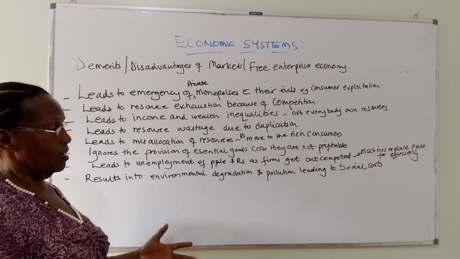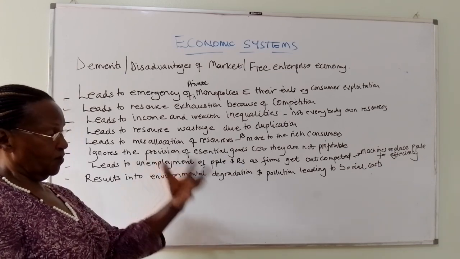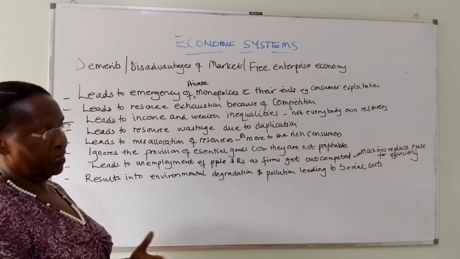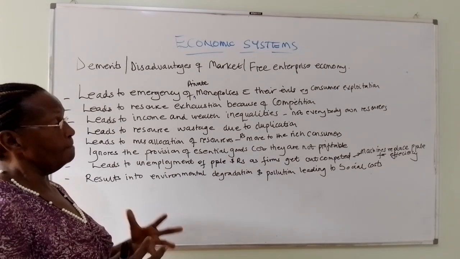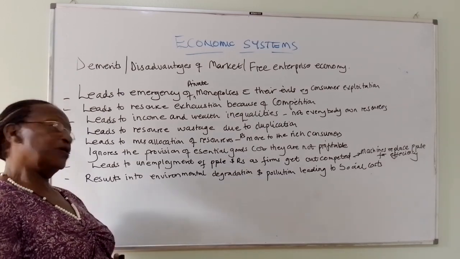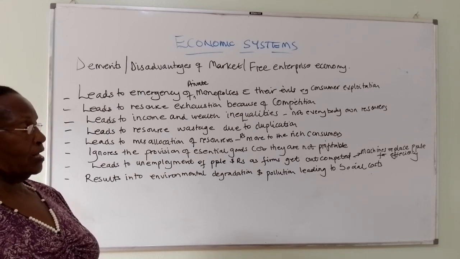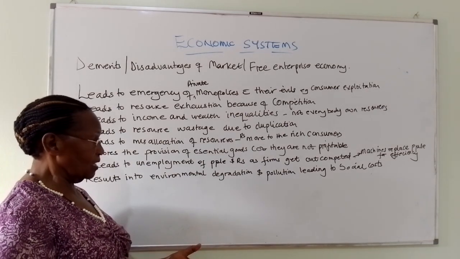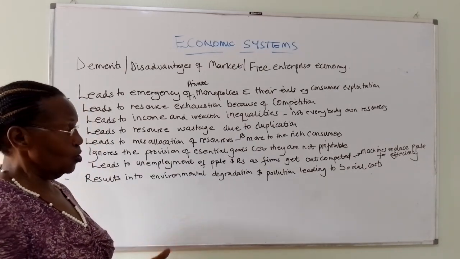Things are no longer, let's say, in barter exchange. No way. You need money to buy whatever you cannot produce for yourself. And if you are not employed, there will be no money, and you cannot satisfy your immediate or even the basic needs of life. Then it results into environmental degradation through pollution, clearing of the environment to set up industries, people are displaced and that kind of thing. So all that is suffering, and we get social costs.